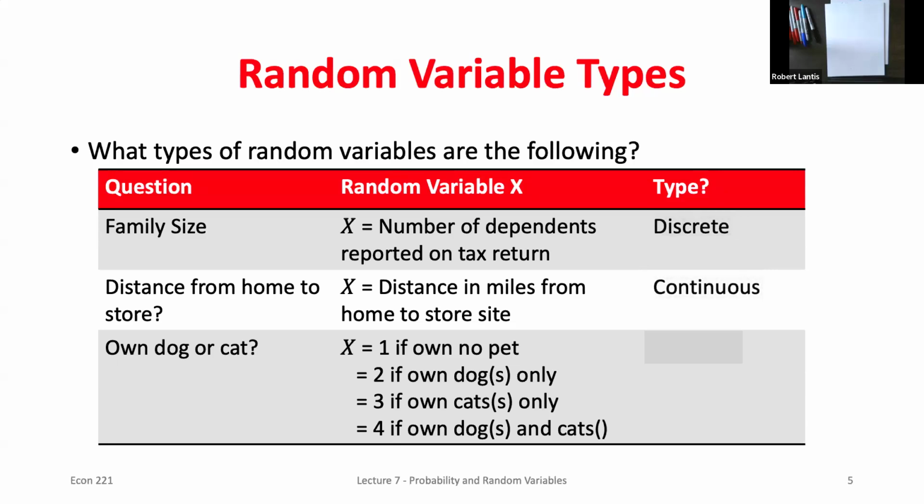What if we have an example where we can sometimes convert non-numerical values? So here I've got owning a dog or a cat. This is where I started to say the example of asking somebody their favorite color. Well, you could just give every color a number, similar to here. Owning no pet is a 1, dog only 2, cat only 3, cats and dogs 4. So this is a discrete example.